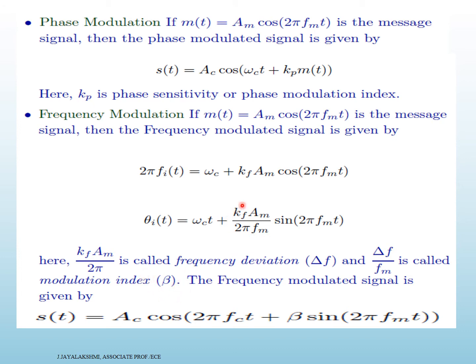So, in place of this term we can substitute beta, kf Am by 2 pi fm. Everything is simplified and you have beta, where beta is the modulation index of the frequency modulated signal. The signal can now be written as Ac cos of 2 pi fc t plus beta times sine of 2 pi fm t, where in place of this omega c we have substituted this.